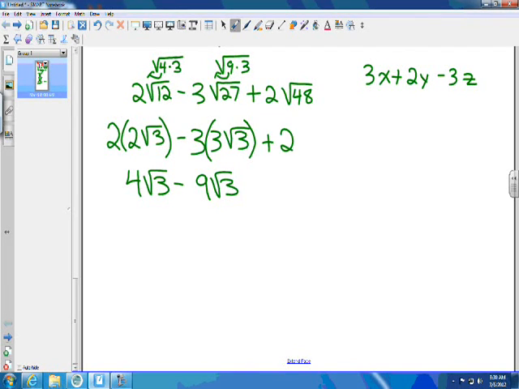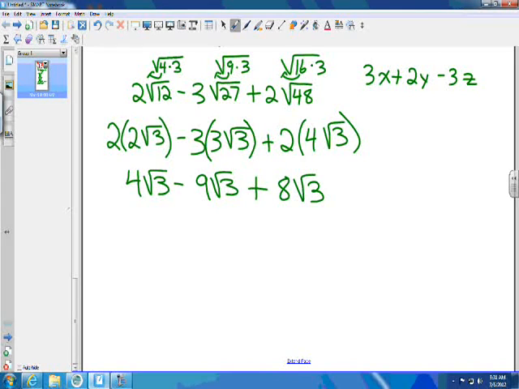And same with square root 48. It's not a perfect square. What's the biggest one that goes in? 16, how many times? 3. So 16 times 3, square root of 16 is 4. So we end up with 4 square root 3 there, which would simplify to be 8 square root 3.